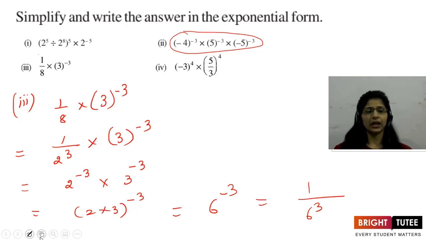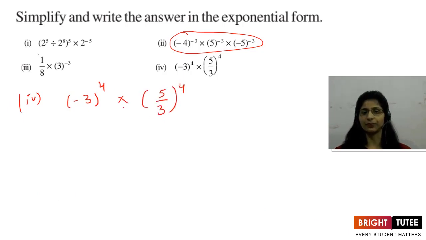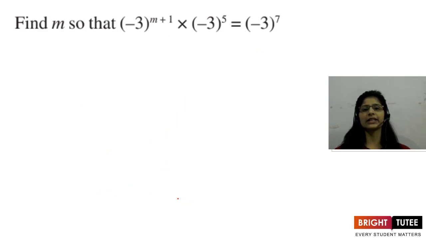Okay, now the last part. In the last part, we have minus 3 to the power 4 and 5 upon 3 to the power 4. Both of them have the same power. So bases can be multiplied like this. Whole power is 4. They will get cancelled. We get minus 5 to the power 4, and this is going to be your answer. Clear? Moving on to the next, just see.